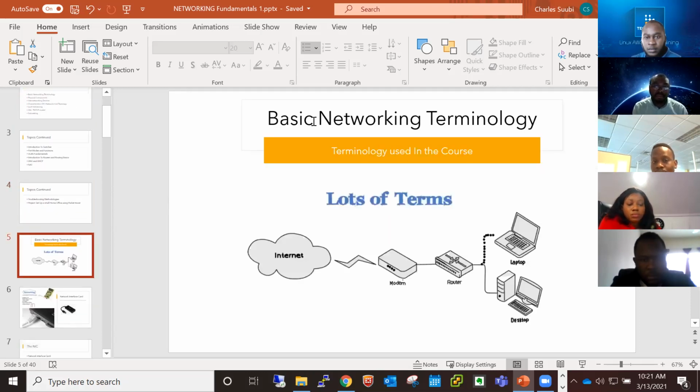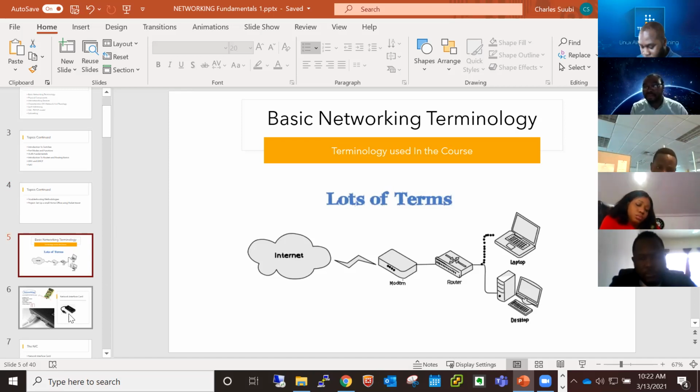So it's going to be basically basic networking terminology. So we're going to look at things like the internet, modem, routers, laptops, desktops, things like switches, things like network interface cards. So in case you have any questions right now, please, any questions? The silence means no questions, right? Yes, no question. All right.